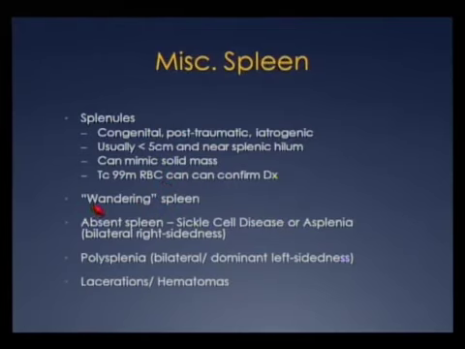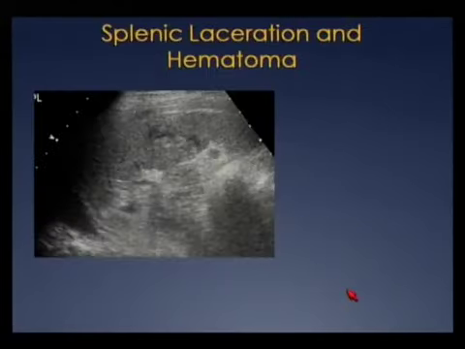If you don't see the spleen in the left upper quadrant, in the super rare case, it may be wandering. It may be somewhere else in the abdomen. If the spleen is absent, it could be due to sickle cell disease. It could be due to congenital asplenia. If you see multiple spleens, it also may be a congenital finding. And other lesions in the spleen we can see include lacerations and hematomas.